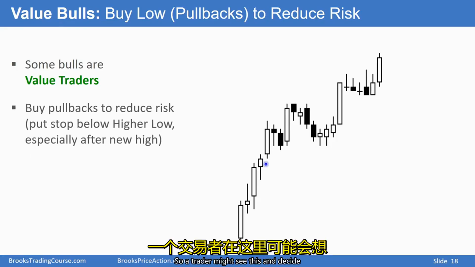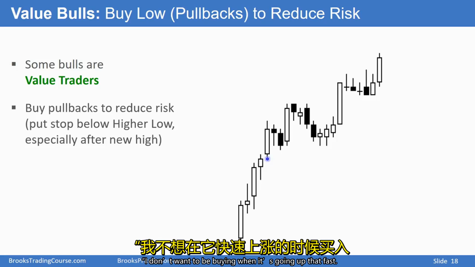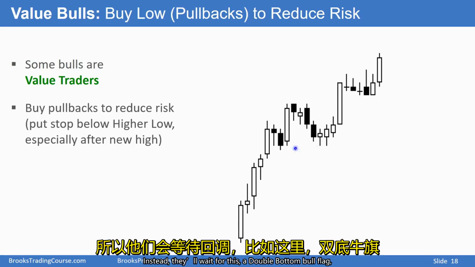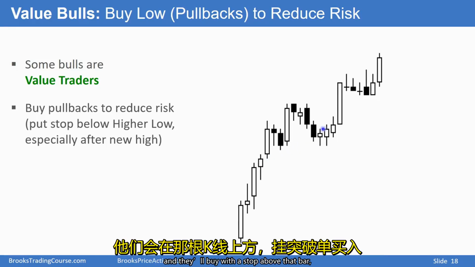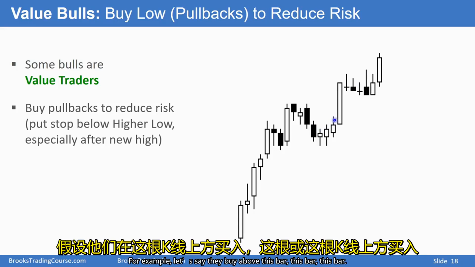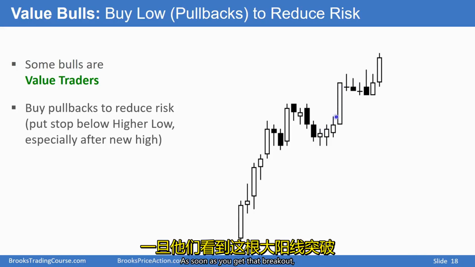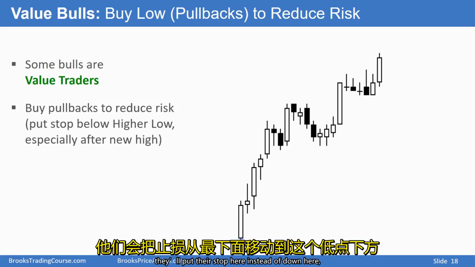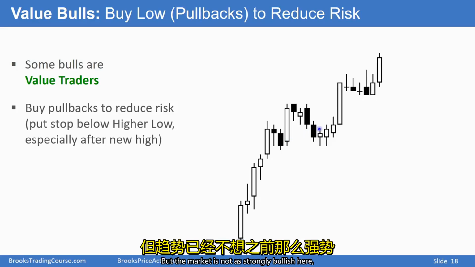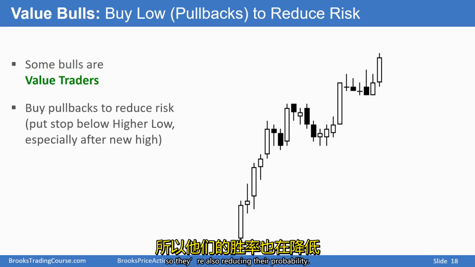So a trader might see this and decide, I don't want to be buying when it's going up that fast. My stop is too far away. Instead, they'll wait for this, a double bottom bull flag, and they'll buy with a stop above that bar, or they'll buy with a stop above this bar, buy with a stop above this bar. For example, let's say they buy above this bar, this bar, this bar. As soon as you get that breakout, they'll put their stop here instead of down here. So they're reducing their risk, but the market is not as strongly bullish here, so they're also reducing their probability.